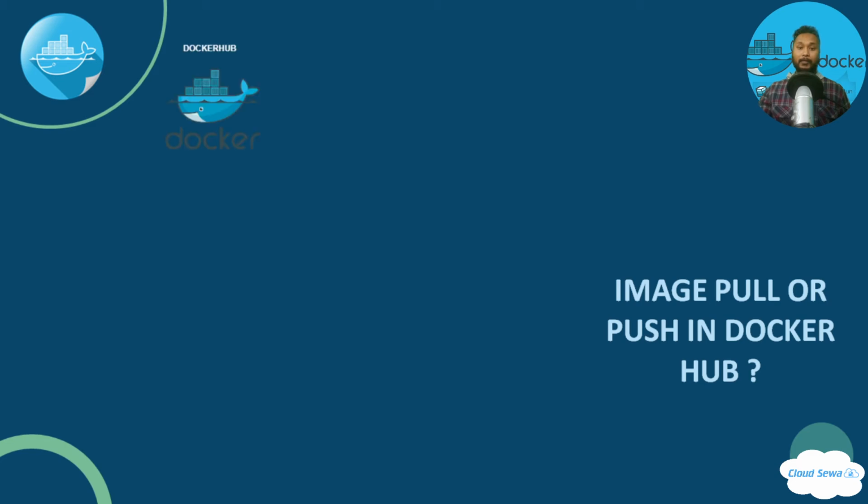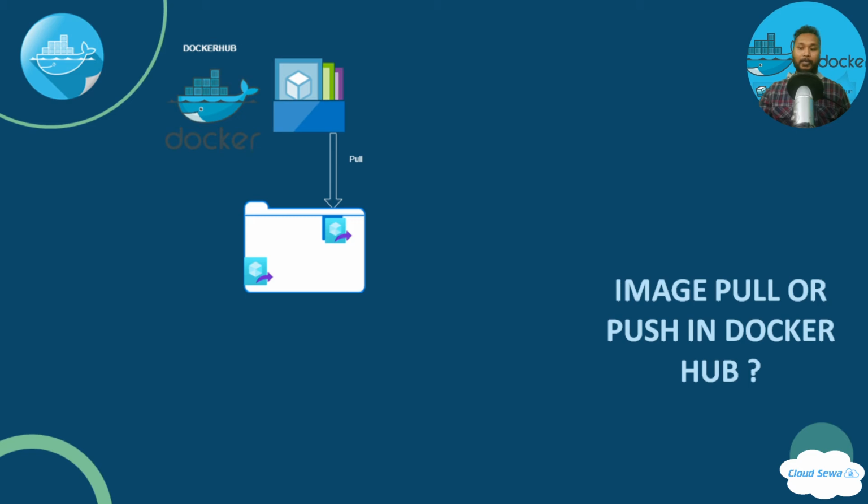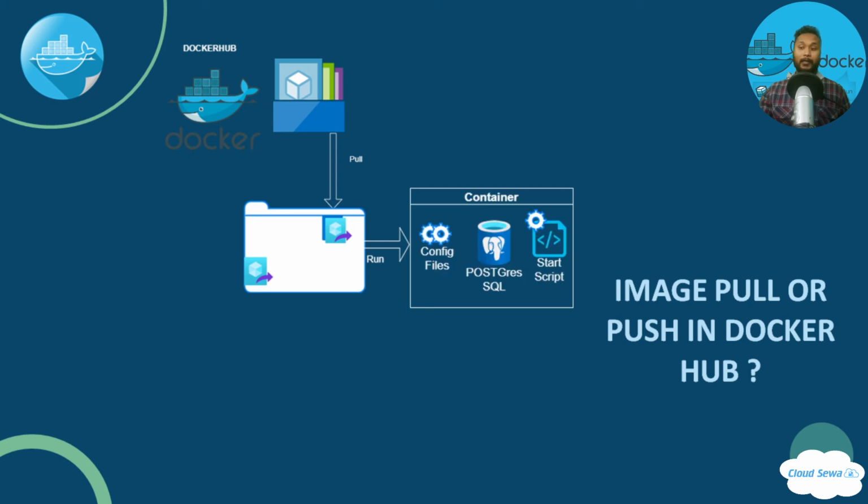So here you can see there is the Docker Hub, and it is the collection of the images. You can also say it is the library of the collection of images. At first you pull it to your local machine, and in your local directory you have the images. So you then run it. I've already told you that the Docker image is a set of instructions to create a container. While we run the image, it creates a container.